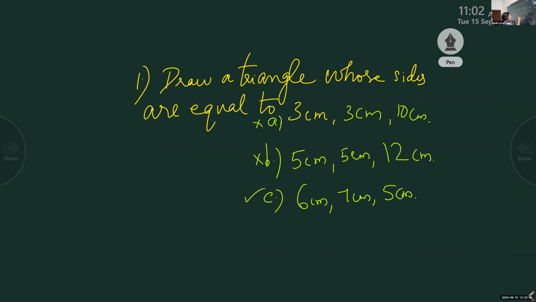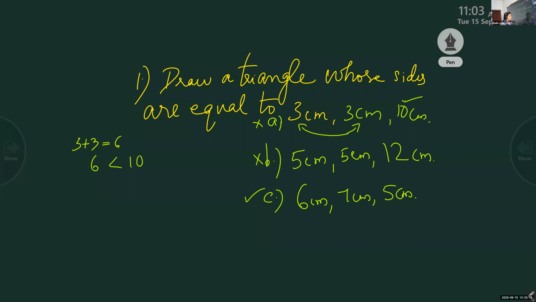I am adding these two sides, 3 plus 3. So what is the third side? The third side is 10. What is 3 plus 3? It is 6, which is less than 10. When you add two sides, you get 6, and that is less than the third side given.